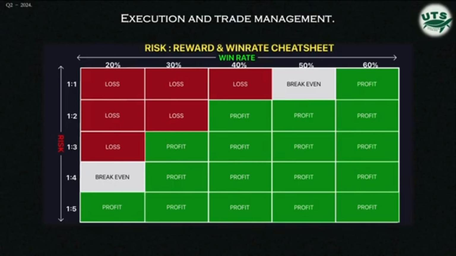Your aim is 1-to-3 with a 50% win rate. Right? So win 1, lose 1 to start with. If you have that, then you're going to make more money than 90% of traders alive right now. Right? 1-to-3 and 50%.